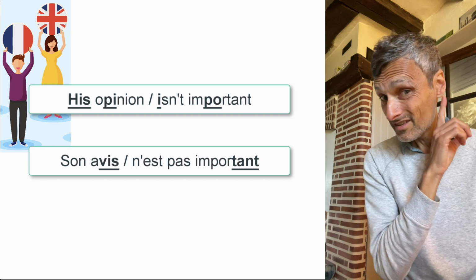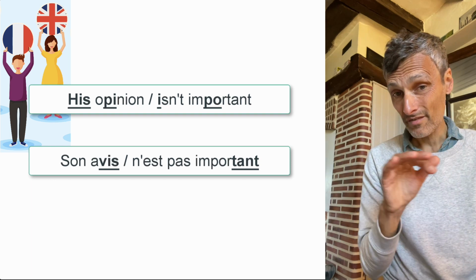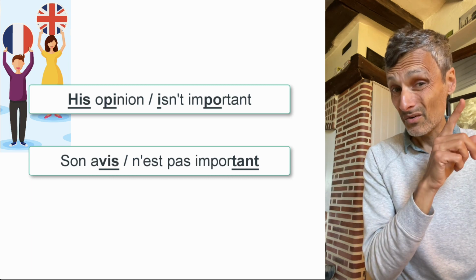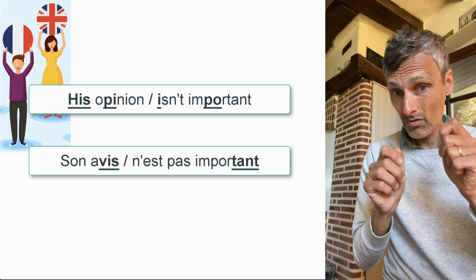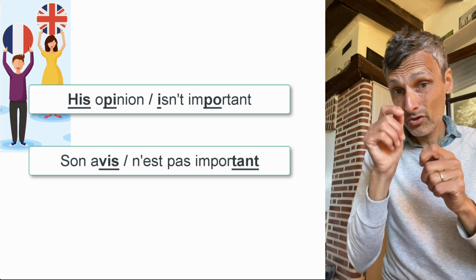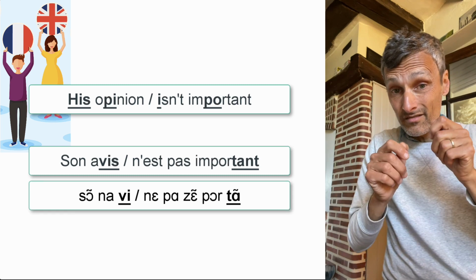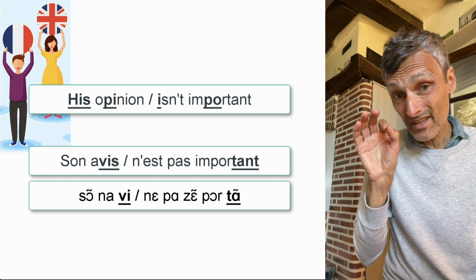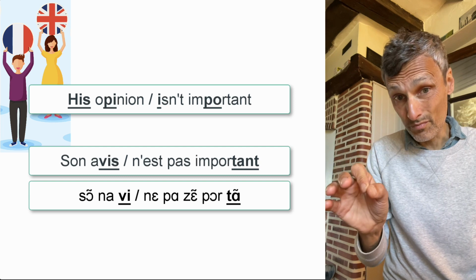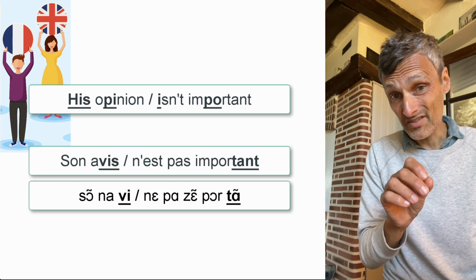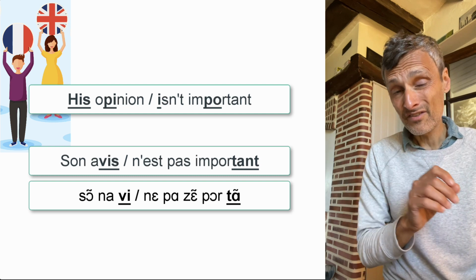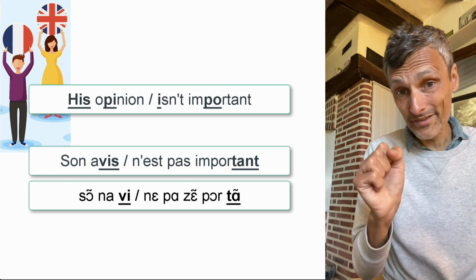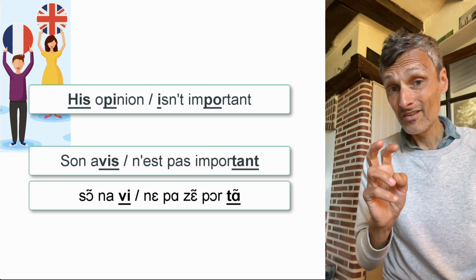The emphasis, listen to me. Two groups. Son avis n'est pas important. Son avis n'est pas important. So, the emphasis is at the end of these two groups, okay? So, emphasis on "vis" and emphasis on "tant." Vis, important.